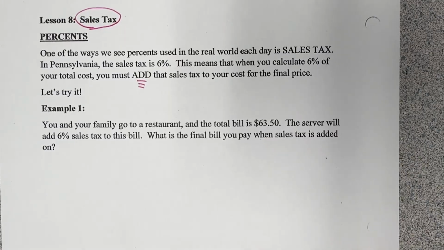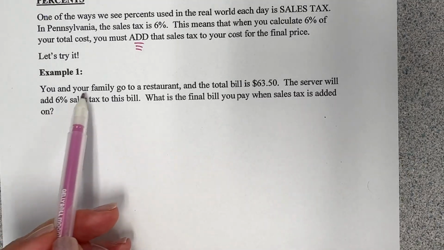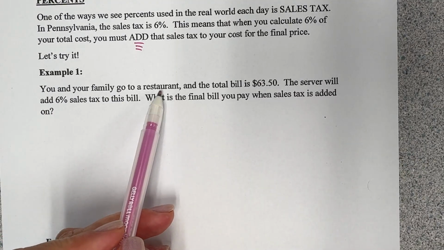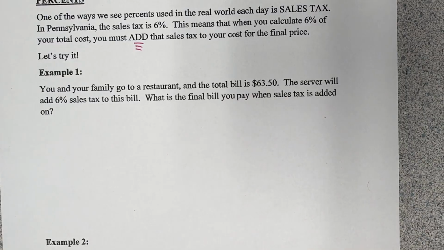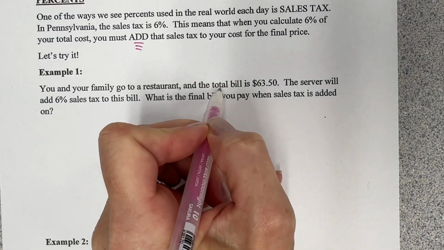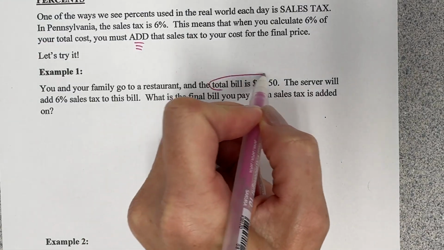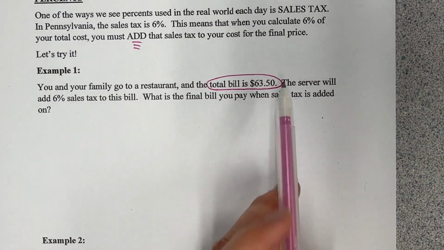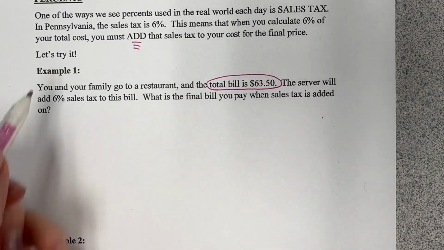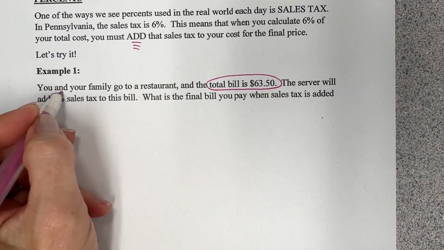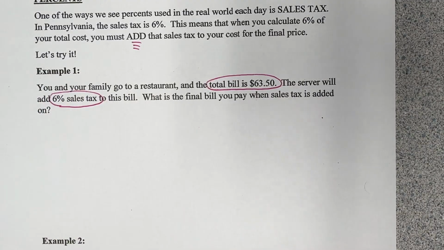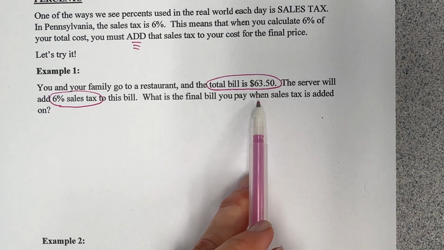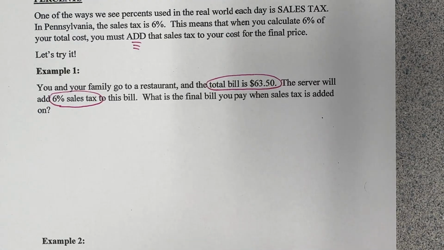So here is example 1. You and your family go to a restaurant and the total bill is $63.50. I'm going to circle that. So that's how much food and drink you take in. The server will add 6% sales tax on top of the bill. What is the final bill you pay when the sales tax is added on?